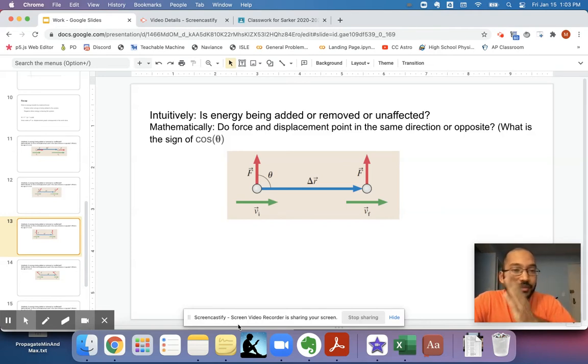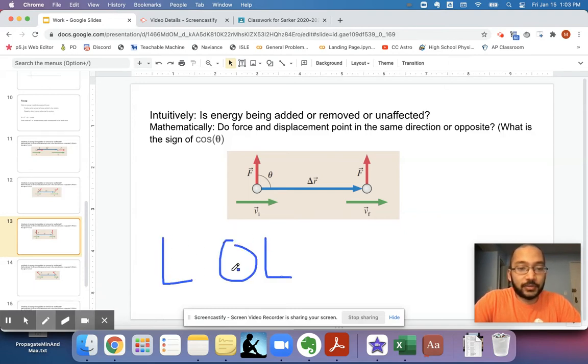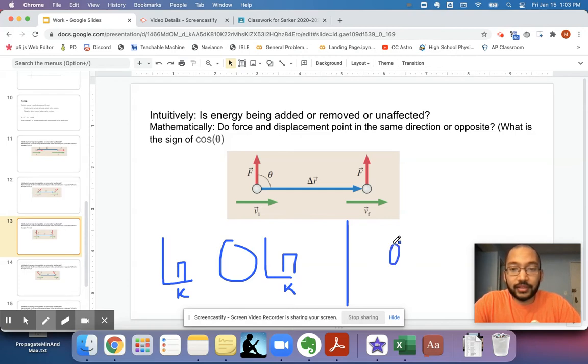All right, what about the next one? Again, think about it intuitively, mathematically. Pause the video, give it a try. Okay, hopefully you tried it out. So this one, on the LOL, it's moving at some speed, but it's moving at the same speed. So that's EK. Intuitively, no energy is being added or removed. Mathematically, theta is equal to 90. And cosine of 90, hopefully you know your trig, is 0. So mathematically, the equation works out to 0.